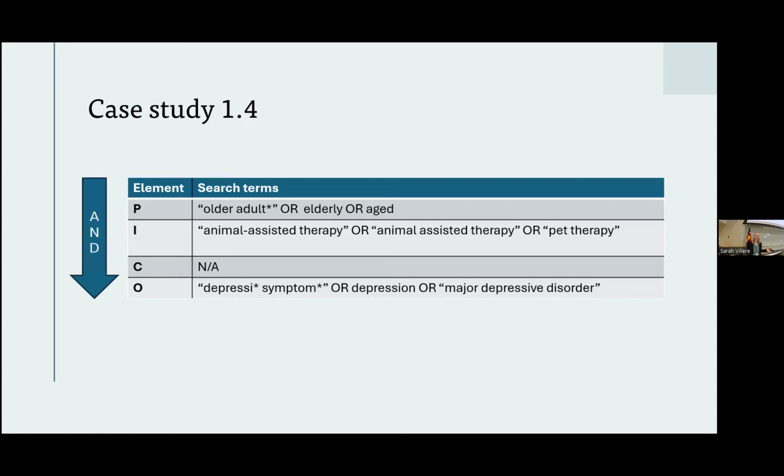Sometimes people prefer to list this instead of textually, like how we did it on the last slide. Sometimes people like to have a search matrix, more of a table. As you move down the rows, you would add an AND between those. And as you move across, you would add an OR across each of those concepts. So whichever way visually works for you, they both are saying the same thing.